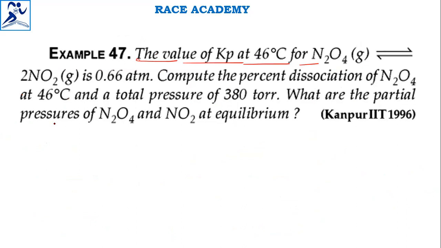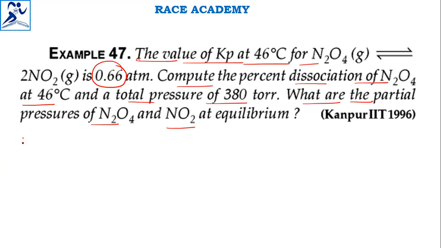0.66 atmospheres. Compute the percent dissociation of N2O4 at 46 degrees Celsius and a total pressure of 380 torr. And what are the partial pressures of nitrogen dioxide and dinitrogen tetroxide at equilibrium? So in this, they have given one value: 0.66 atmospheres is the Kp value of the given expression.